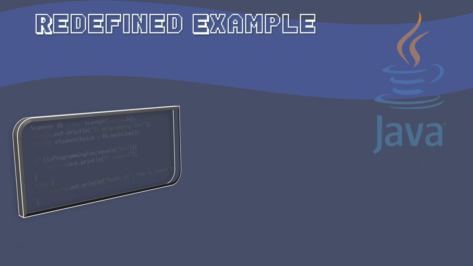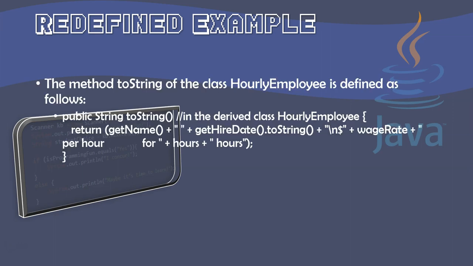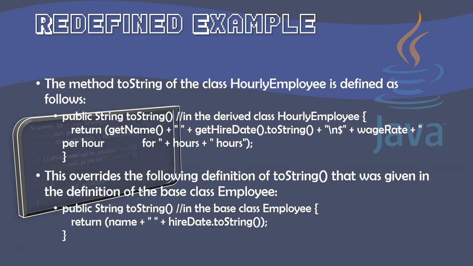So let's actually look at this with some examples here. Let's pull this apart and figure out what this actually means. Well, let's look at the toString method of our class HourlyEmployee, and this is how it's currently defined. We have a public String toString. We're returning getName plus getHireDate.toString plus a new line there for a $, wage rate per hour for the number of hours. Pretty self-explanatory. This, of course, is overriding the definition of toString that was in the base class Employee, which simply just gave us the name and the hire date toString.